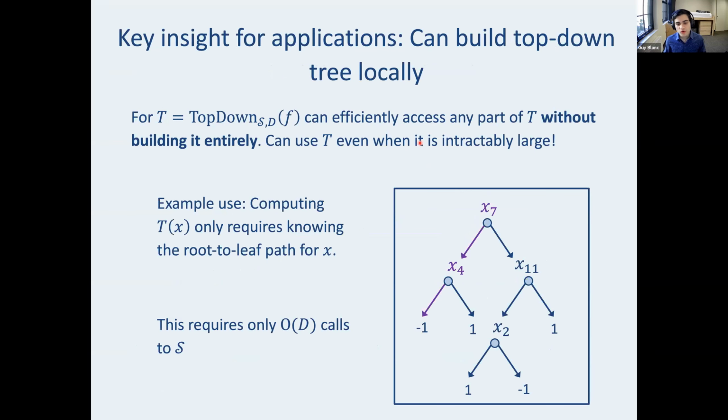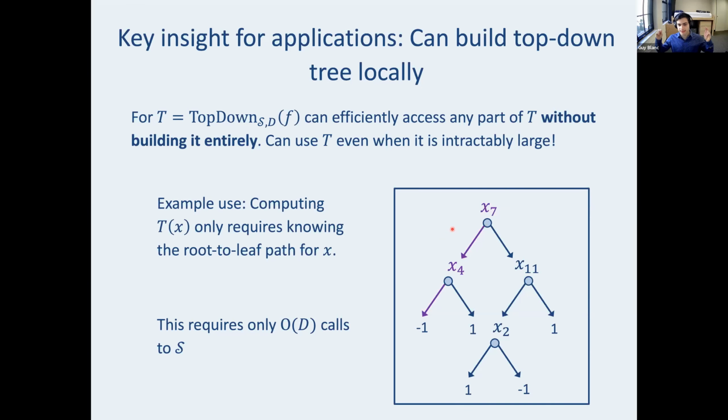Okay, so why is it really nice to build a top-down tree? Well, the underlying theme of all these applications is that we have local access to the tree. We could build this entire tree, but maybe it's too big. The size of the tree is exponential in the depth, and maybe we need some reasonable depth, but a very large one means a correspondingly very large size. So the nice thing here is we can access what bit is queried at a node without building the rest of the tree.